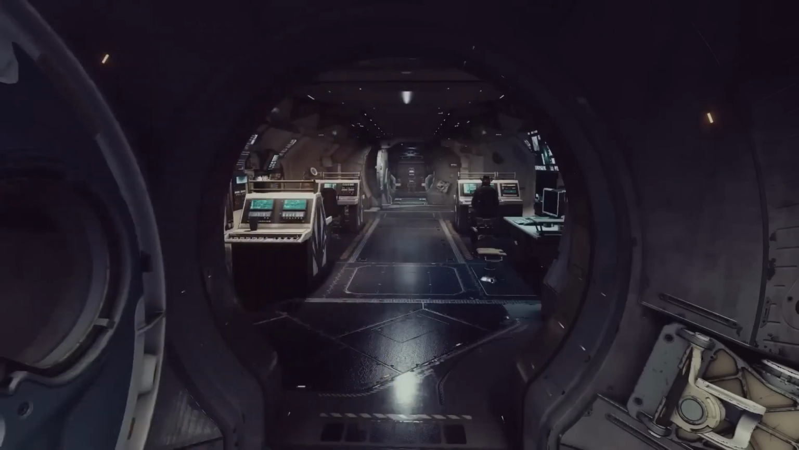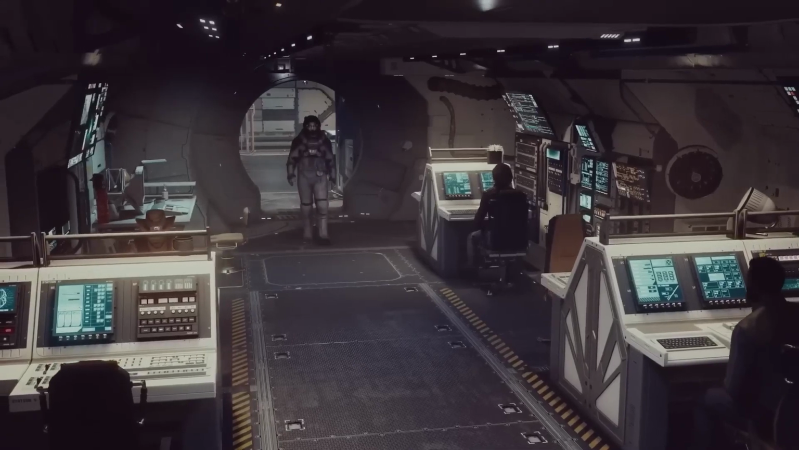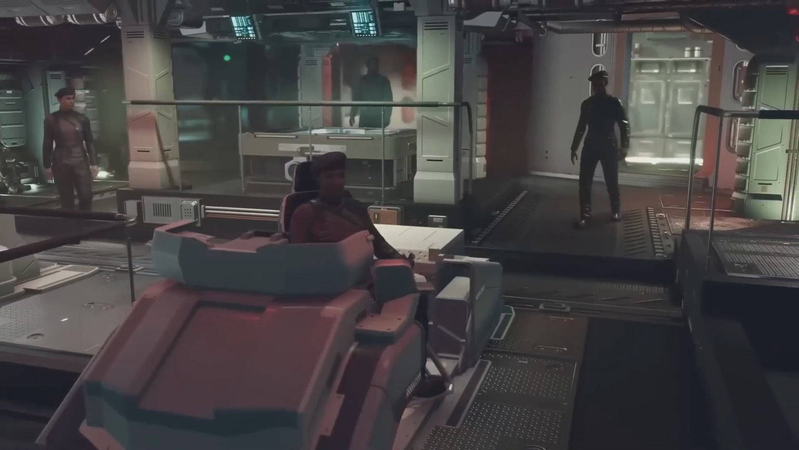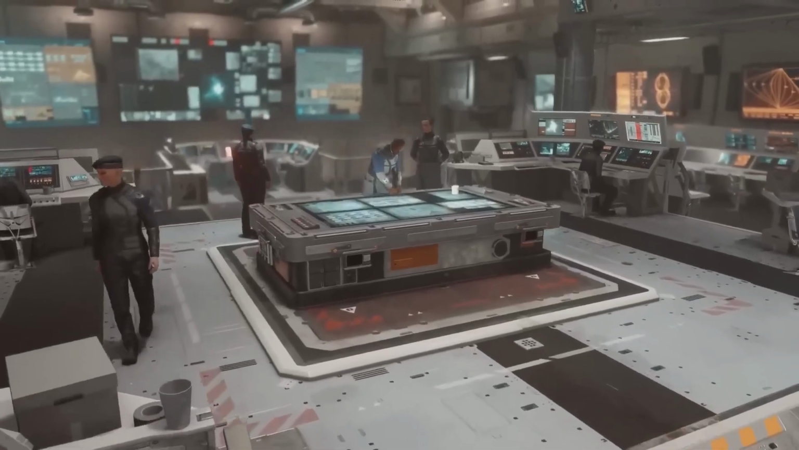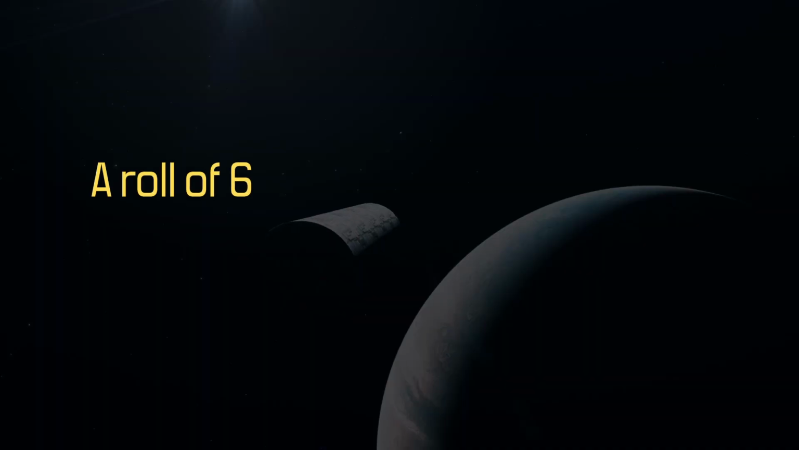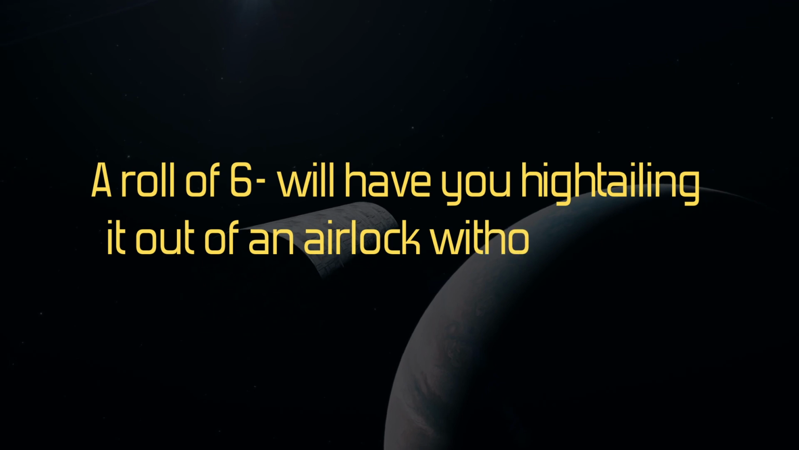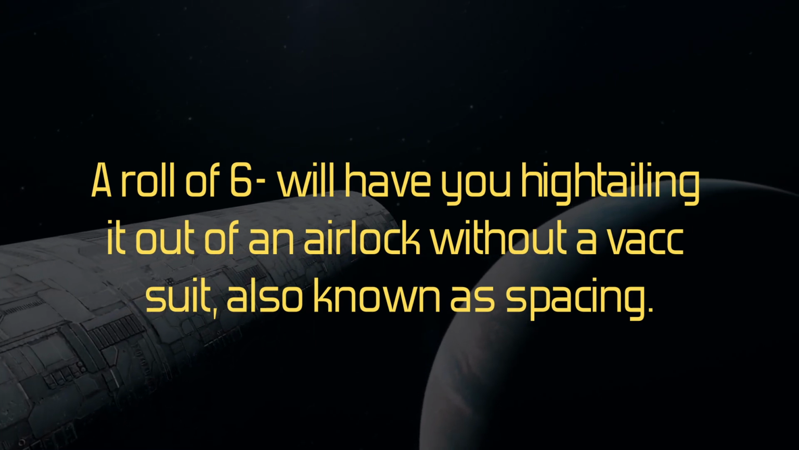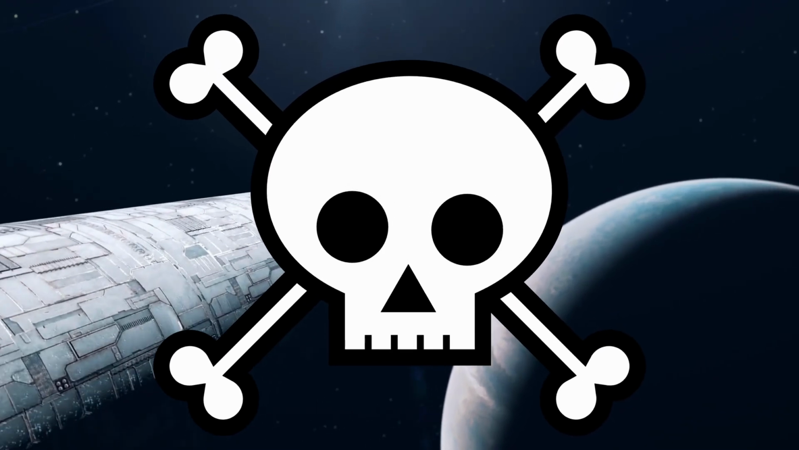Well, things sometimes can get really desperate, and when you're really desperate, you can try to stow away on a ship. Now, of course, it's desperate because that's illegal. Each day that you're stowed away on a ship, there's a chance that the crew may discover you on a roll of 4+. In addition, you'd better be careful what ship you decide to stow away on, because if you are discovered, then a reaction roll follows for the ship's captain, and a roll of 6 or less will have you hightailing it out of an airlock without a vac suit. It's called spacing, and that, again, would be the end of your character.